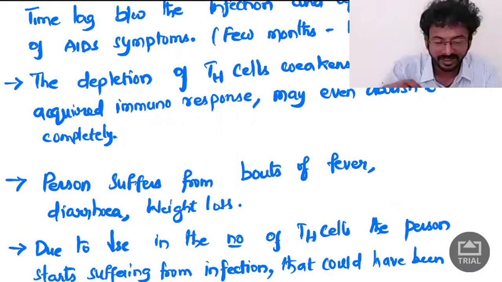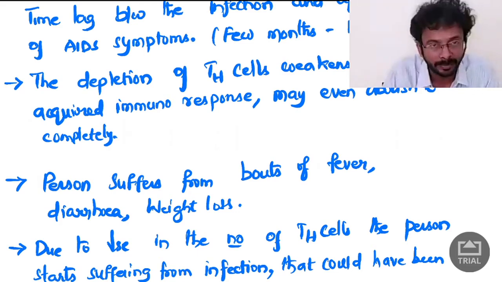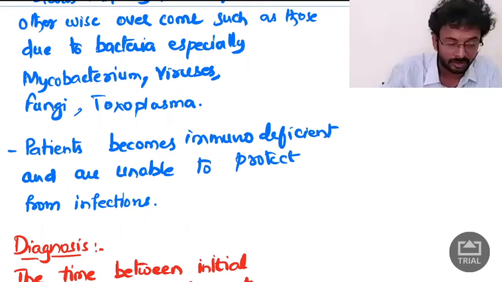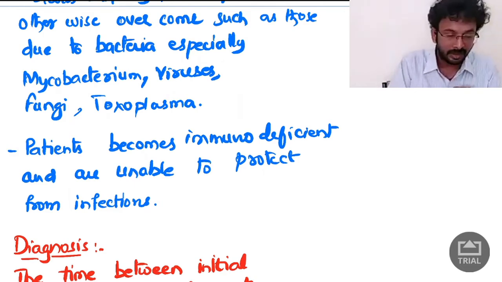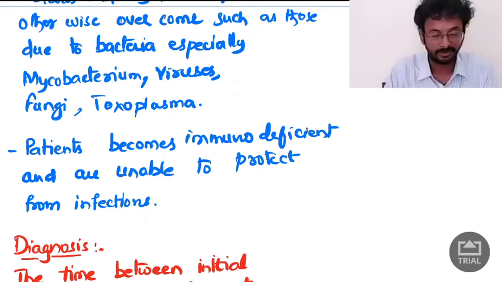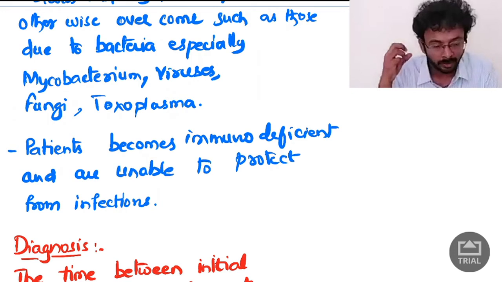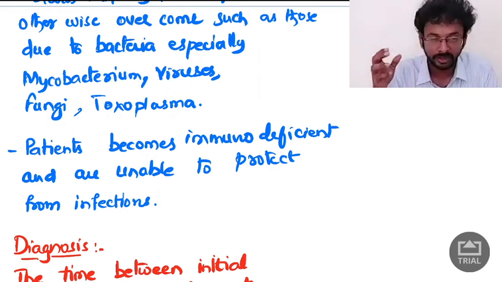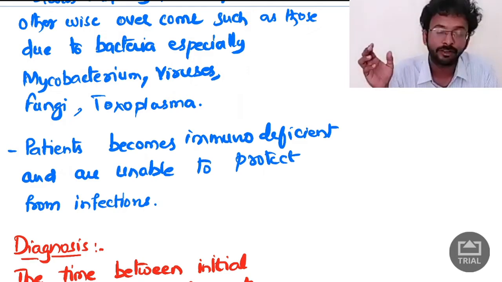Due to the decrease in the number of T helper cells, the person starts suffering from infections that could have otherwise been overcome, caused by bacteria, especially Mycobacterium, Toxoplasma, fungi, viruses. The patient becomes immunodeficient and is unable to protect against infections.